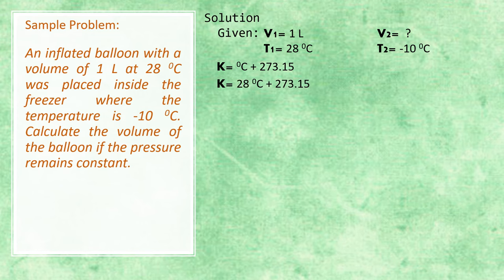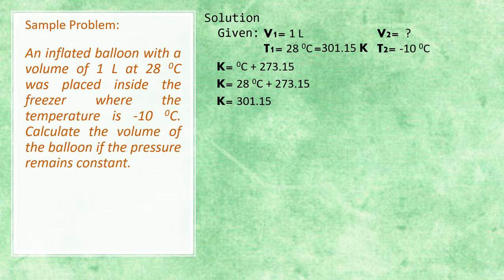Kelvin is equal to, copy natin yung kailangan nating i-convert, which is 28 degrees Celsius. Ito ang ating initial temperature. 28 degrees Celsius plus 273.15. The answer is 301.15 Kelvin. Ang ating initial temperature ay naka-Kelvin na.